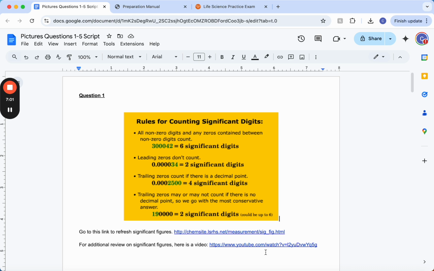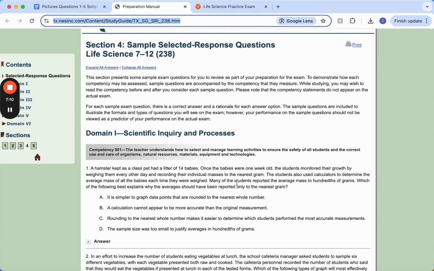So I want to go back to the question one last time. Now that we've talked about what significant digits are, I'm going to go back over to our question here. The question they're asking, the students' measurements, so they say there's a litter of 14 babies. Once the babies are 1 week old, they start measuring their growth and recording their data to the nearest gram. So they're starting out measuring to the nearest gram. The students also use calculators to determine the average mass of all the babies each time they were weighed. Many of the students reported the average mass to the hundredths of grams. Which of the following best explains why the averages should have only been reported to the nearest gram? So why are we just reporting to the nearest gram?